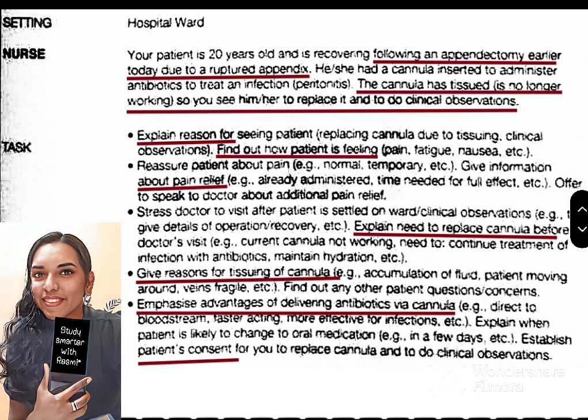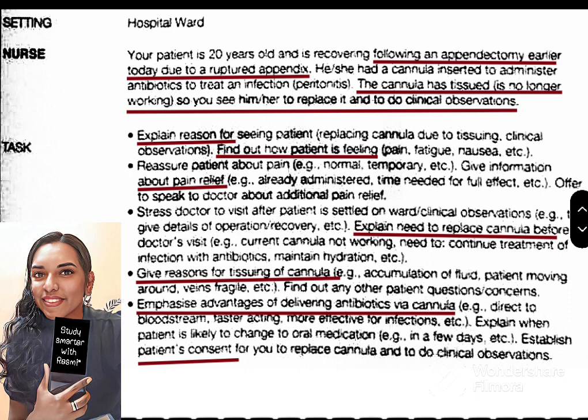So from this paragraph, you came to know that this patient got admitted following an appendectomy, and the cannula has already tissued, it's not working, and now you went to the patient to replace it and to do clinical observation. So you have a procedure to carry out with the patient.